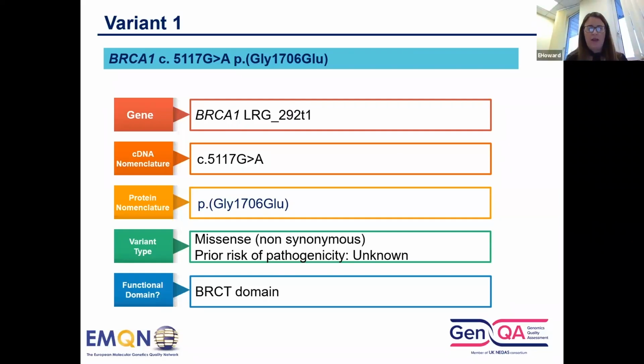Okay, so the first variant is a BRCA1 variant at c.5117G>A, glycine 1706 glutamic acid. Like I said, it's in the BRCA1 gene. It's a missense variant. It's non-synonymous. The prior risk of pathogenicity is unknown, and it's in the BRCT domain of BRCA1. Next slide, please.